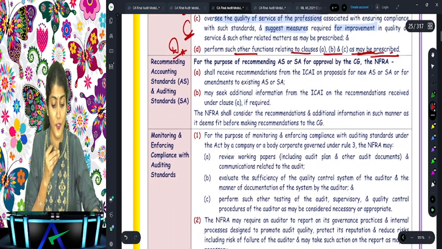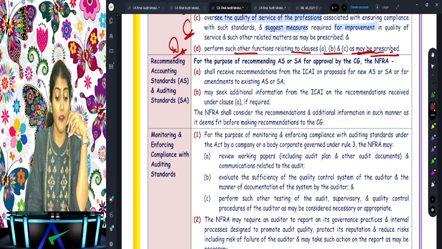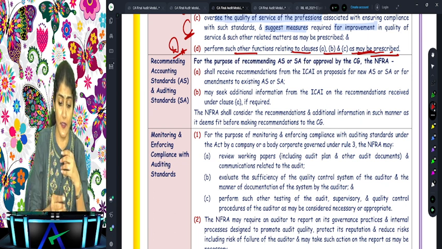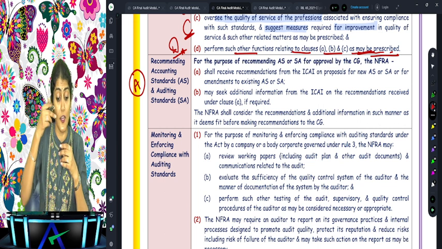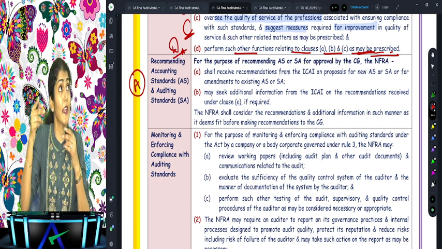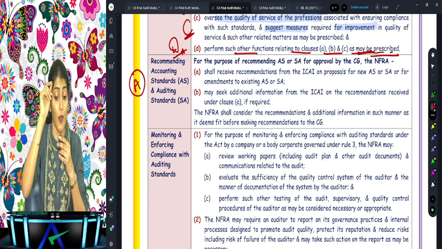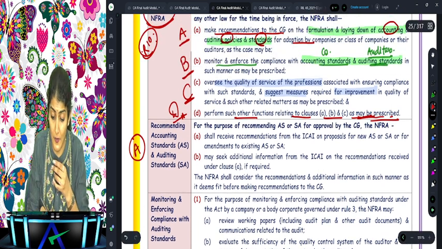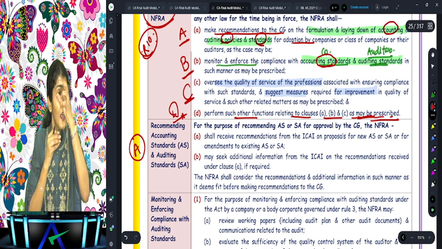If you see the first point in your book after the functions of the NFRA, what does it say? Recommending the accounting standards and the auditing standards. So that is function number A. Then function number B, monitoring and enforcing compliance with the auditing standards. Now, because it is in the audit syllabus, they've not mentioned monitoring and enforcing compliance with the accounting standards.